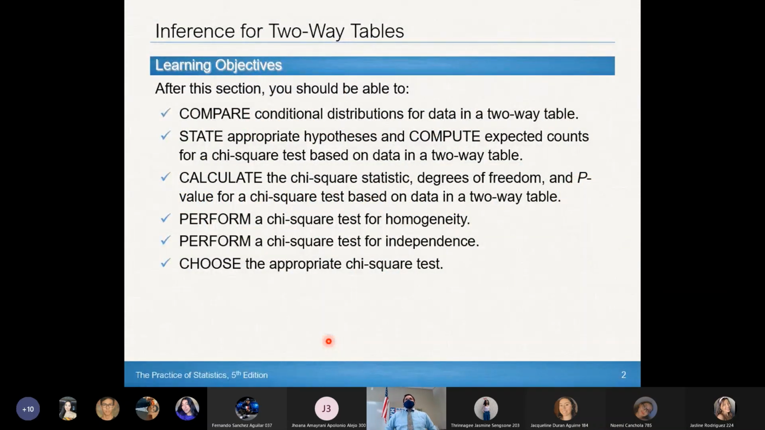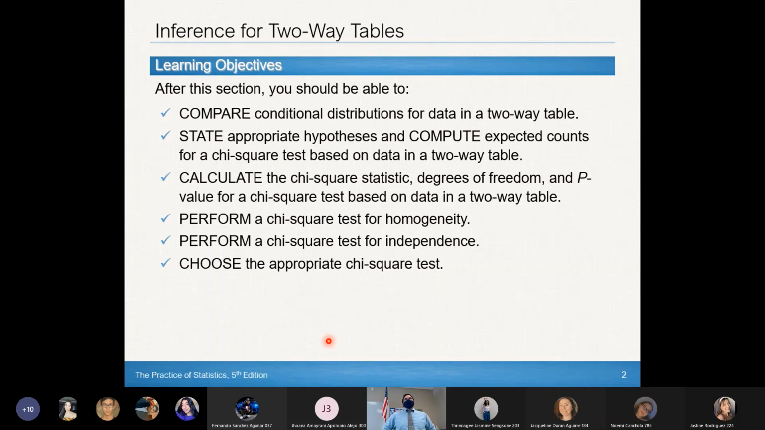After this section, you should be able to compare conditional distributions for data in a two-way table, state appropriate hypotheses, and compute expected counts for a chi-square test based on data in a two-way table. You should be able to calculate the chi-square statistic, degrees of freedom, and p-value for a chi-square test based on data in a two-way table. You'll be able to perform a chi-square test for homogeneity and a chi-square test for independence, and choose the appropriate chi-square test.